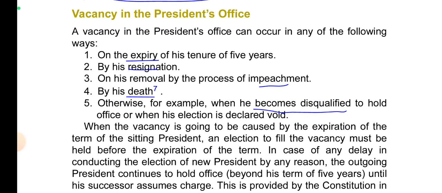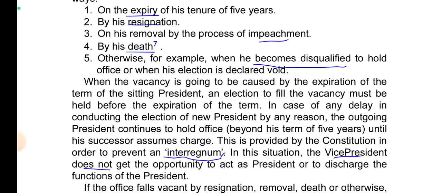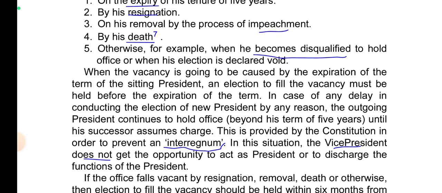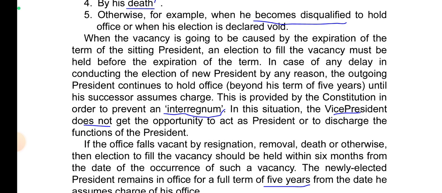Vacancy in the President's office. A vacancy in the President's office can occur in any of the following ways: on the expiry of his tenure of 5 years, by his resignation, on his removal by impeachment, by his death, otherwise for example when he becomes disqualified to hold office or when his election is declared void.